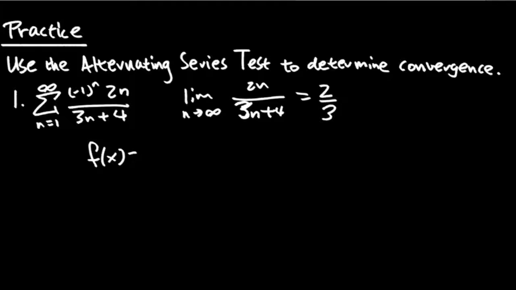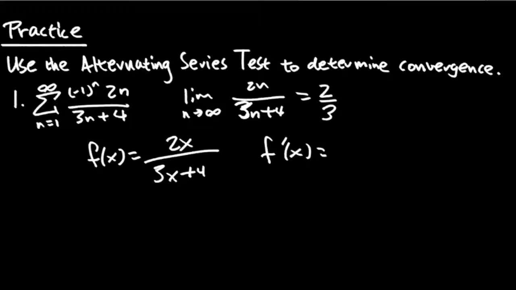Basically, this is a function: 2x over 3x plus 4. If we find its derivative, we can know for sure if it converges or not, or if this decreases or not.